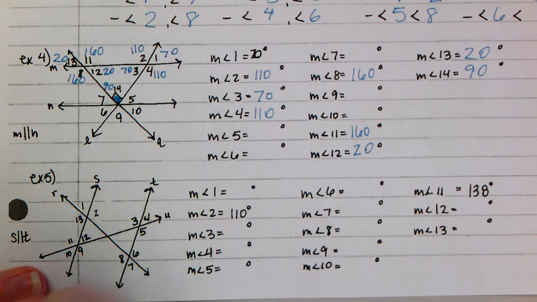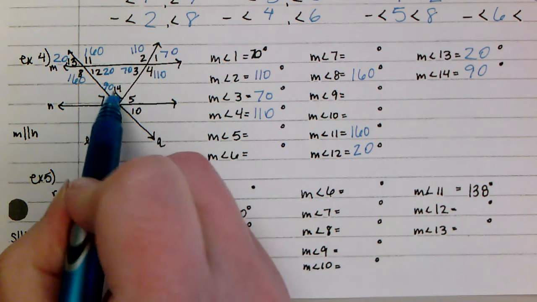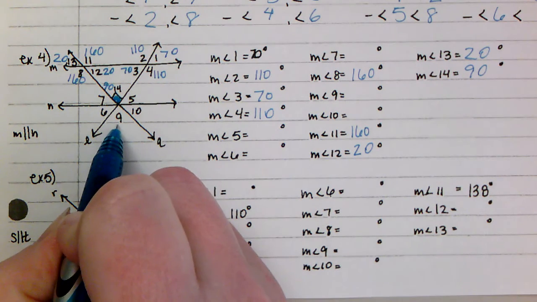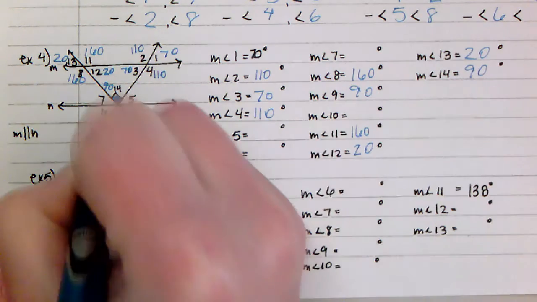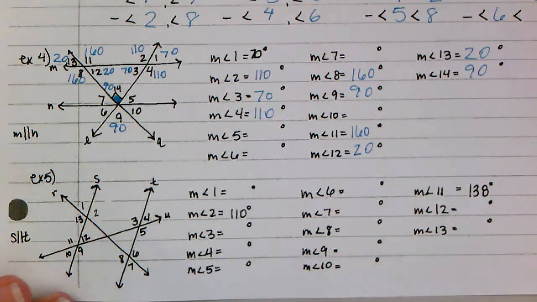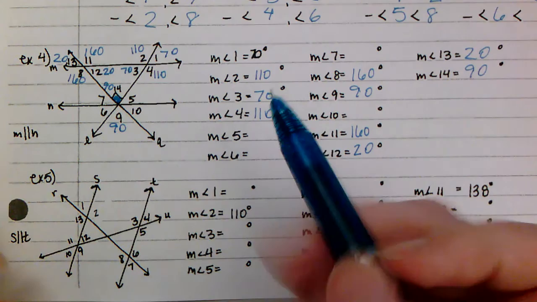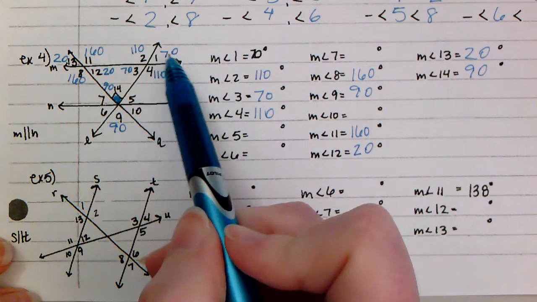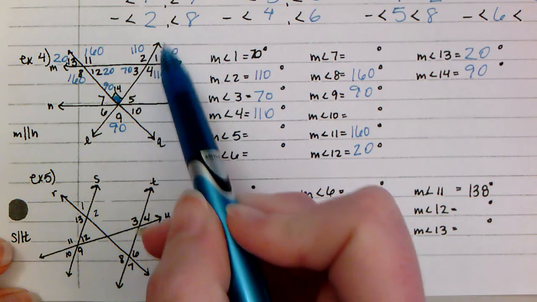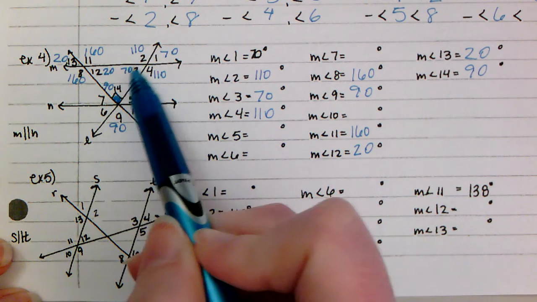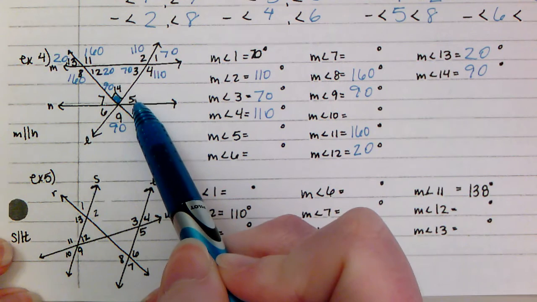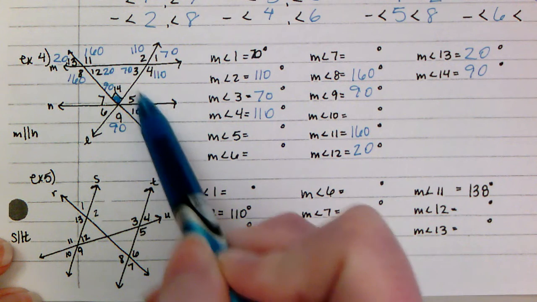Now let's see what else we can do here. Down here at the bottom, 14 is vertical to angle 9, and so that means angle 9 has to be 90 degrees also. Then if we look at some of our z's or zigzags that go back and forth, 1 and 3, if we pay attention to just this transversal and this set of parallel lines, 1 and 3, then 5 is also going to be a part of that.